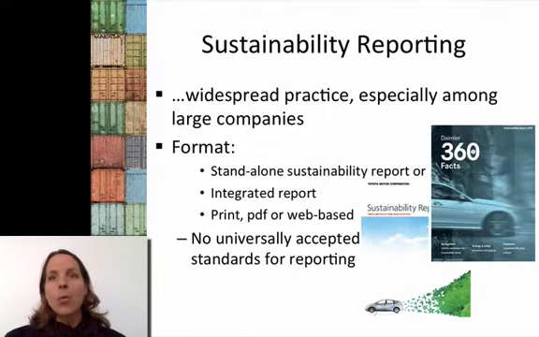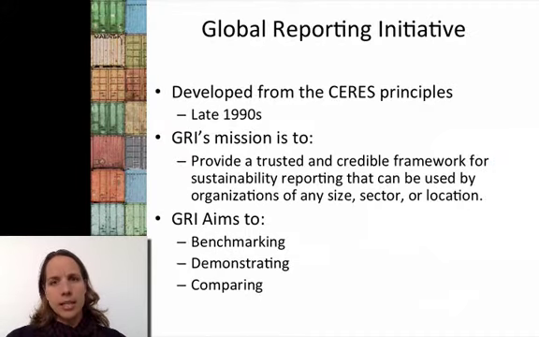And there's no one standard really of what a sustainability report should look like, and no universally accepted standard. The Global Reporting Initiative is one way that organisations are starting to be able to benchmark or compare across time as well as across other organisations. So the Global Reporting Initiative, or the GRI, came out of the series principles. So they were developed in the late 1990s. There were about 10 principles looking at a range of different issues, so from environmental to social issues.